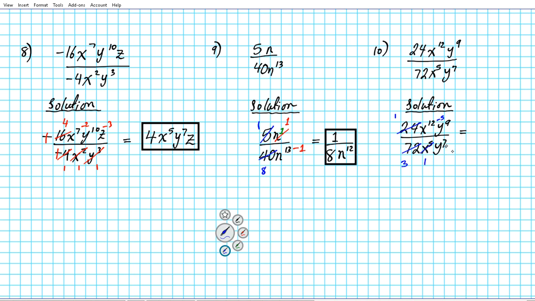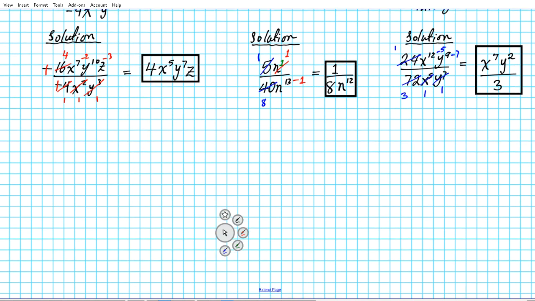And then for the y's, the same thing. The numerator dominates here, so the denominator is 1. Subtract that power from the top. And in the numerator, we're going to have x raised to the 12 minus 5, which is 7. Y raised to the 9 minus 7, which is 2. And in the denominator, we have 3 times 1 times 1, which is just 3. So x to the 7y squared over 3 is the answer to question number 10.